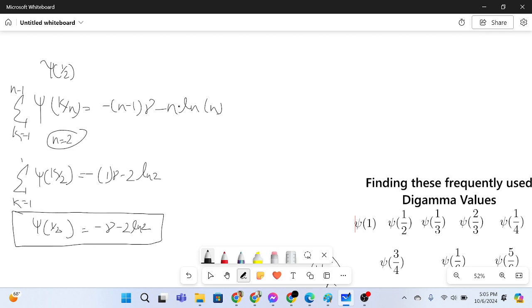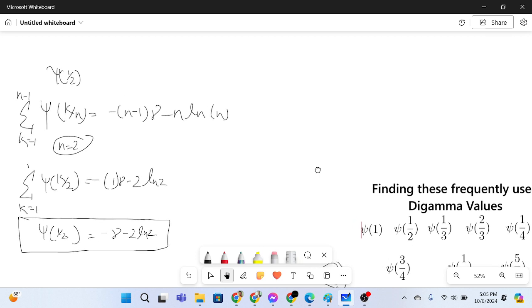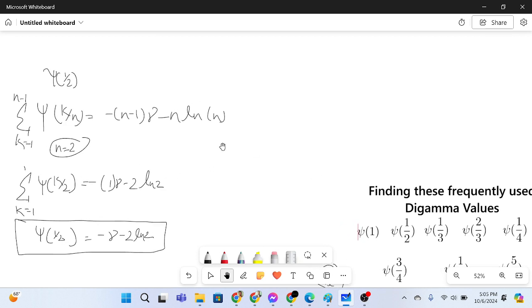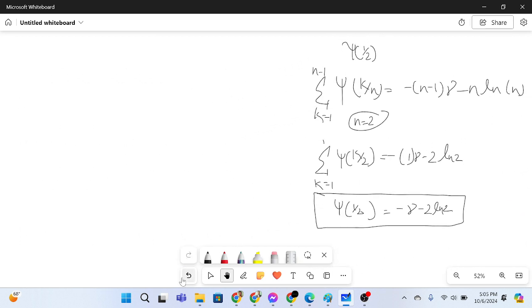Now let's see how we can find Digamma of 1 by 3 and Digamma of 2 by 3. For that we need to substitute n as 3. So we'll use the same formula. If we substitute n as 3 in this formula, what we will get is the sum from k equals 1 to 3 minus 1, which is 2.